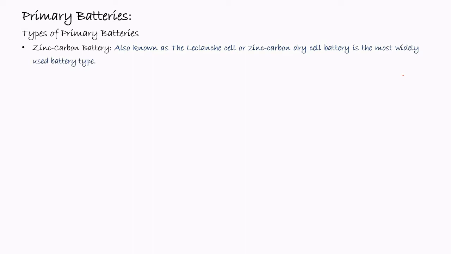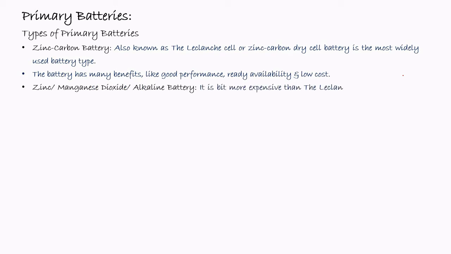The types of primary batteries. First is the zinc carbon battery. It is also known as the Leclanché cell or zinc carbon dry cell battery. It is the most widely used battery type among primary batteries. The battery has many benefits like good performance, ready availability, and low cost.